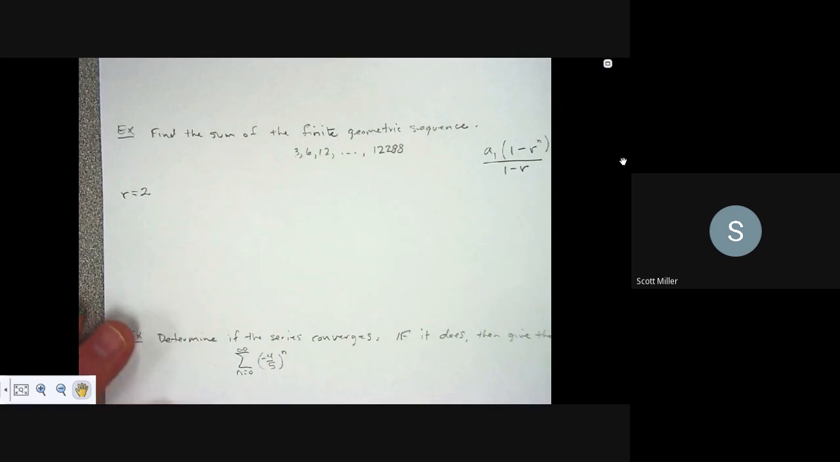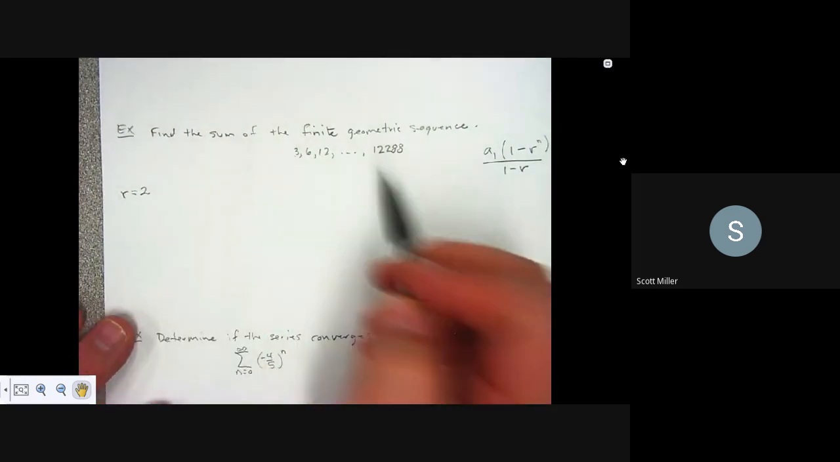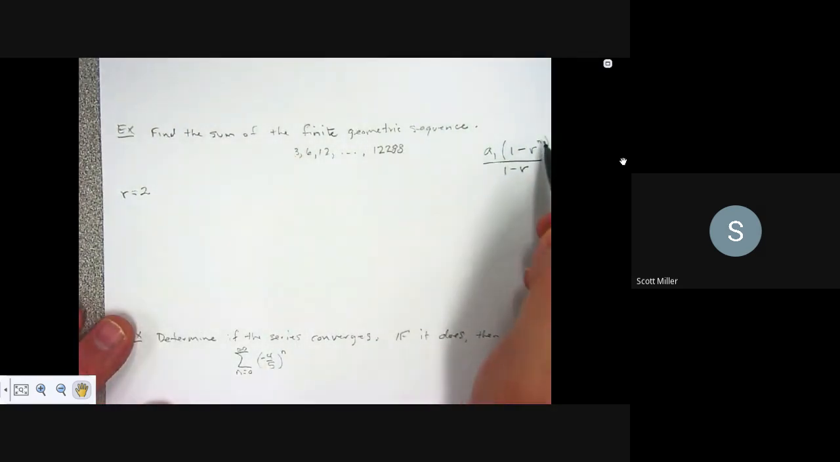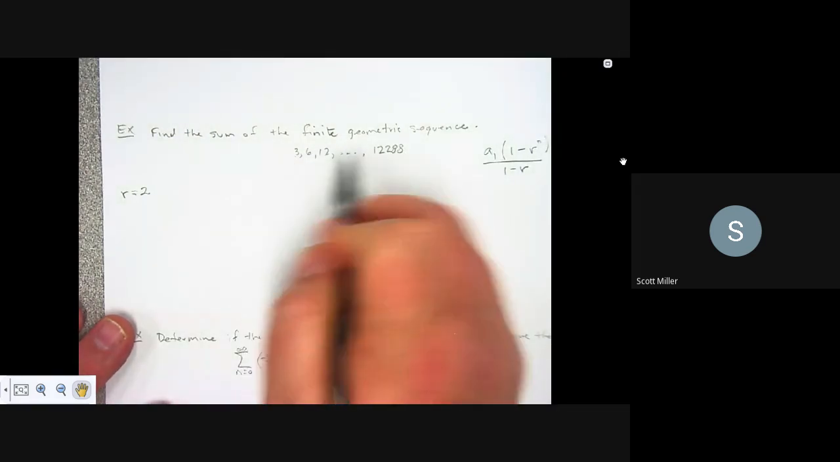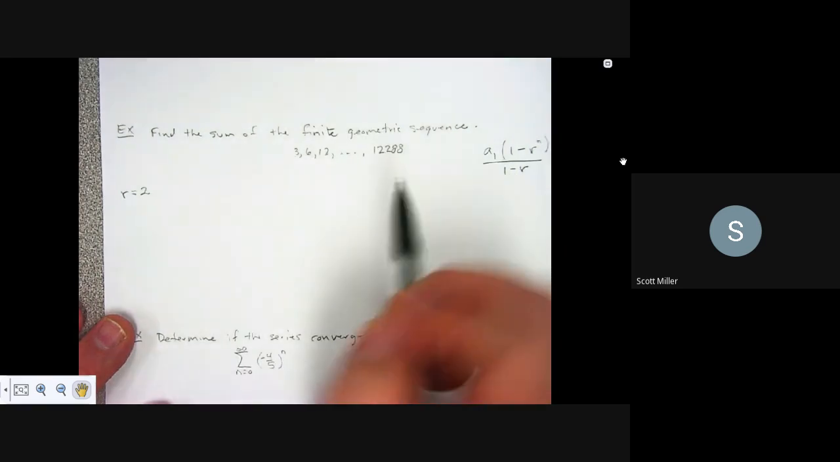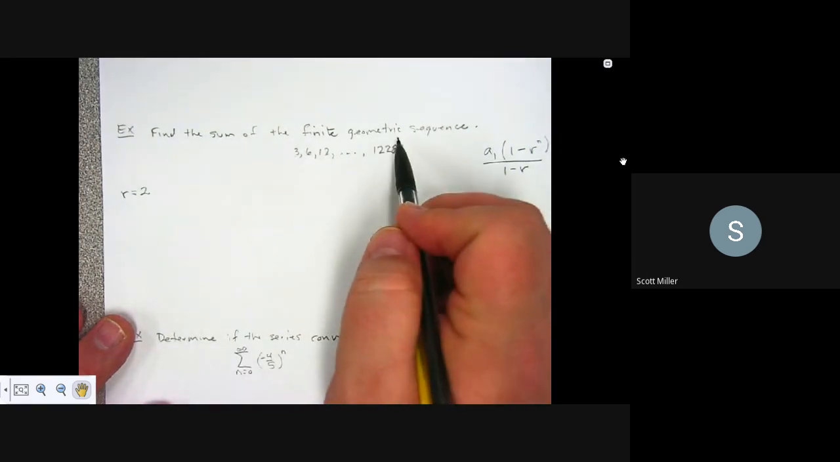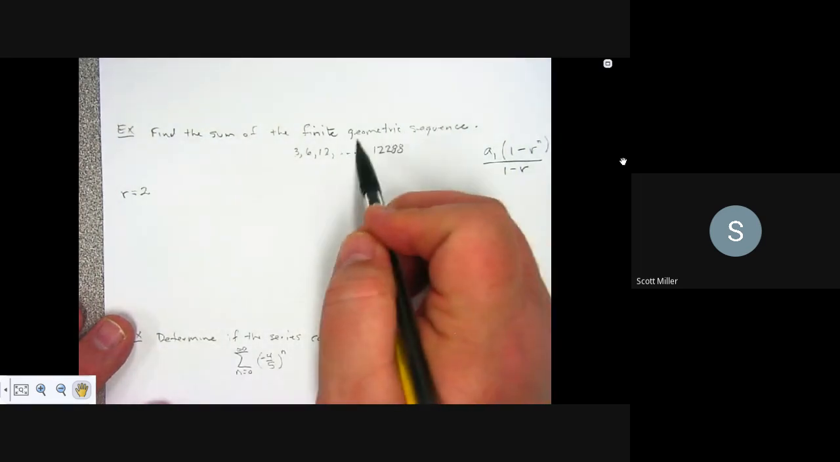The more challenging part, though, is I need to know how many terms I'm adding up. And I don't know how many there are because there's this dot dot dot in the middle, meaning I don't know how long it goes. So I have to figure out what position this item is right here.